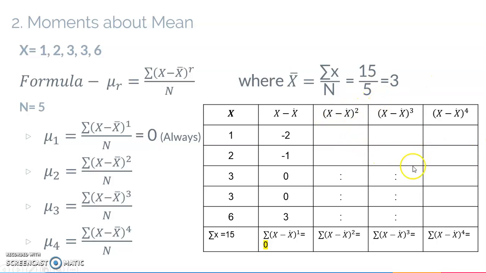You can complete the table. At the end, you can get the summations, substitute the values here in this table and get the answers.